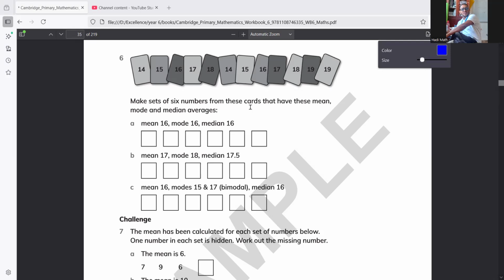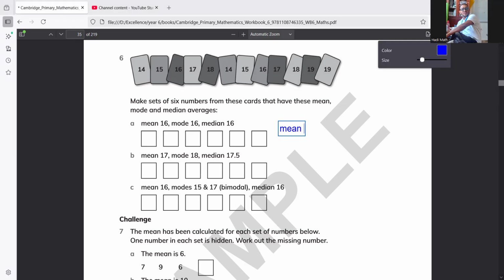so that they have this mean, mod, median, and average. Like in question number 1, let's say the mean is 16, the mod is 16, and the median is 16. You need to understand what you can use each one of them for. When I tell you the mean is 16, you need to understand what you can use the mean for.